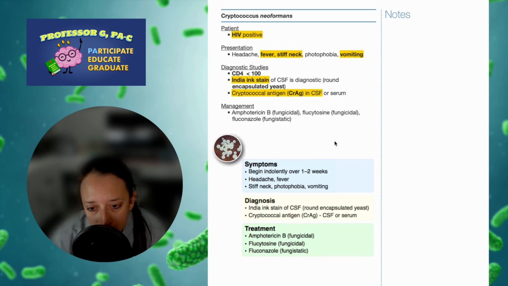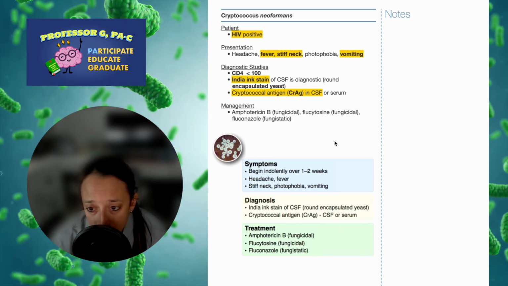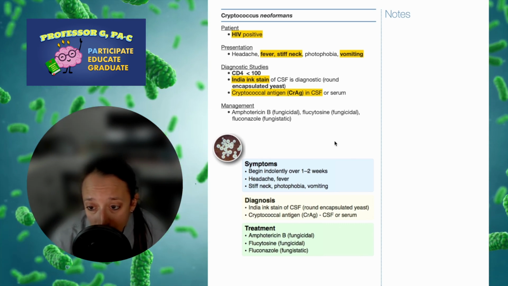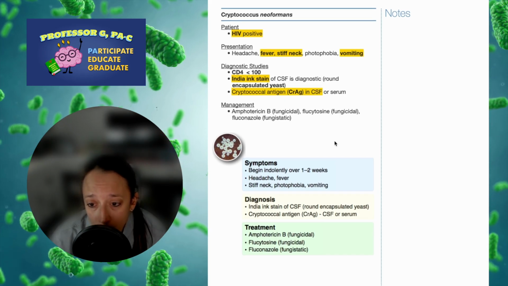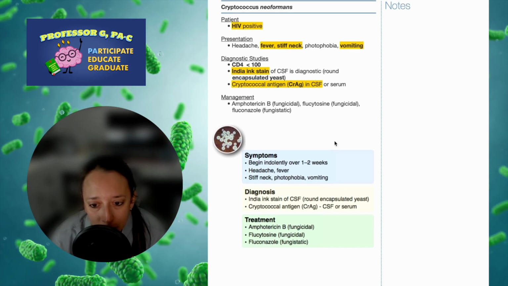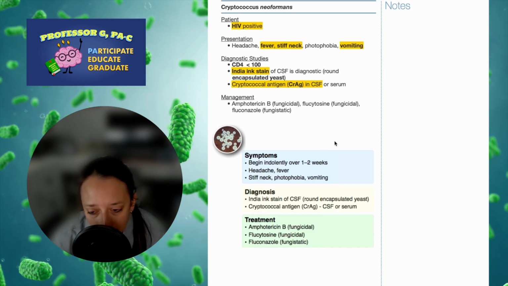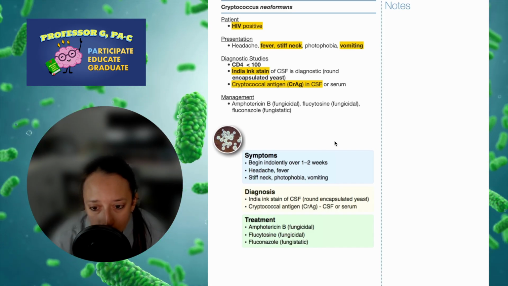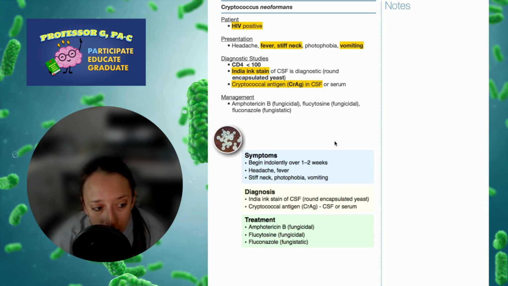Management, we're going to use the big guns here. We're going to use amphotericin B plus flucytosine for induction, followed by fluconazole for maintenance. And so an appropriate tip for this is if you have that positive India ink stain plus encapsulated yeast, it's Cryptococcus, and always think of it in an HIV patient with meningitis.